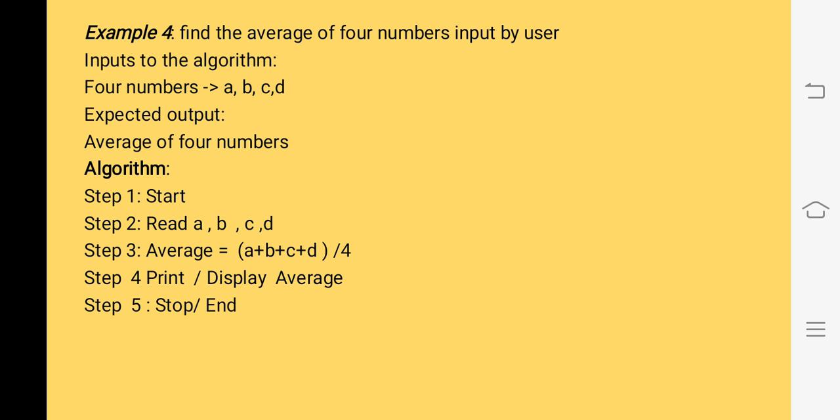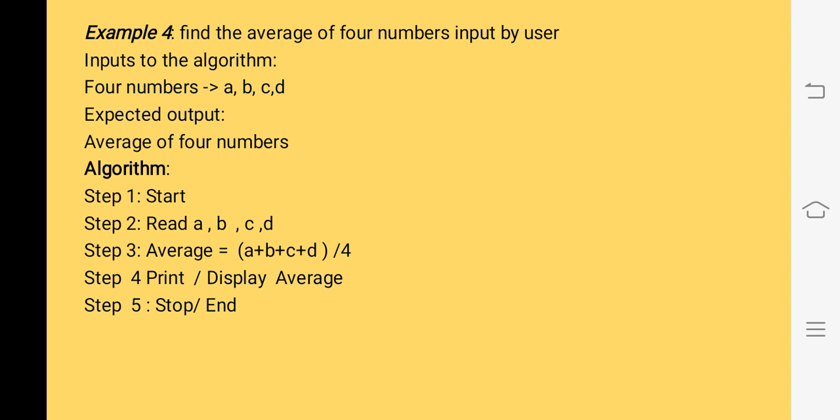Now children, in this example, we have to find the average of 4 numbers input by the user. As I told you, first we have to decide the inputs, and the inputs will be the 4 numbers A, B, C and D, and the expected output will be the average of the 4 numbers. Now we are starting the algorithm with step number 1, that is start. Step number 2 will be reading of all 4 numbers.